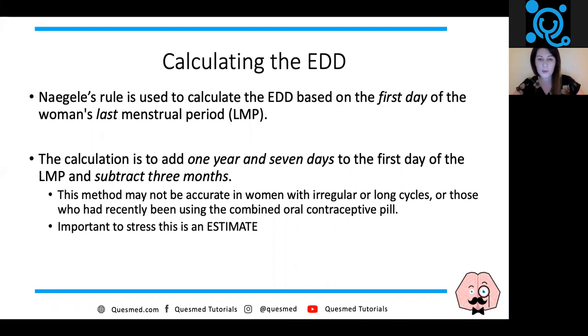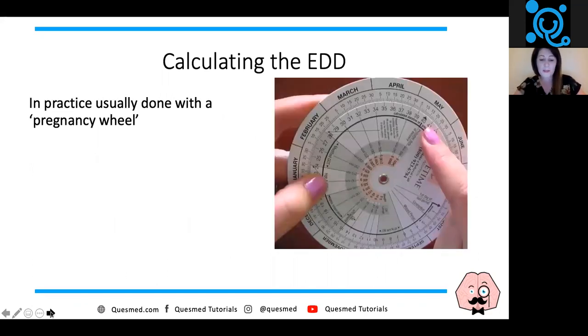It's important to note for women that this is an estimate. This is not a hard and fast rule of when you're going to have your baby. In practice, most doctors and midwives have a pregnancy wheel where you simply plug in the LMP and read off the date at 40 weeks.